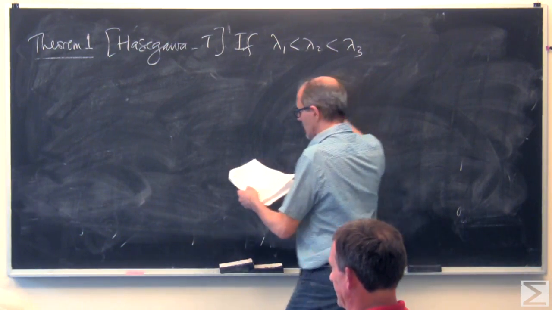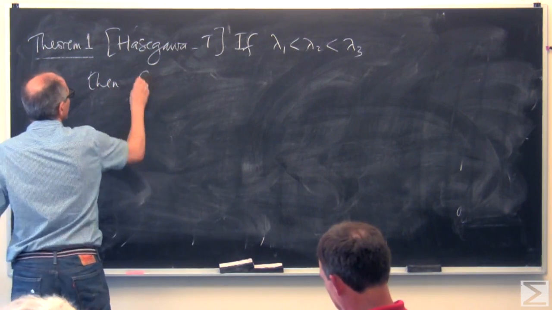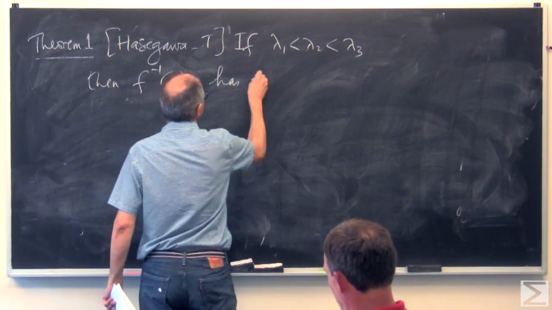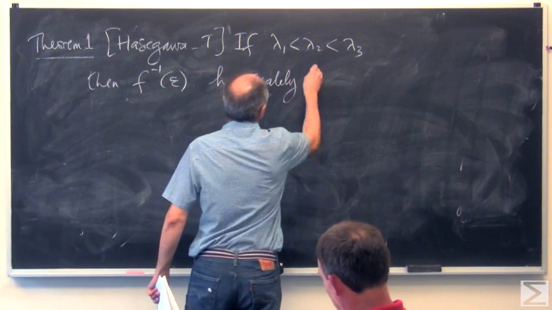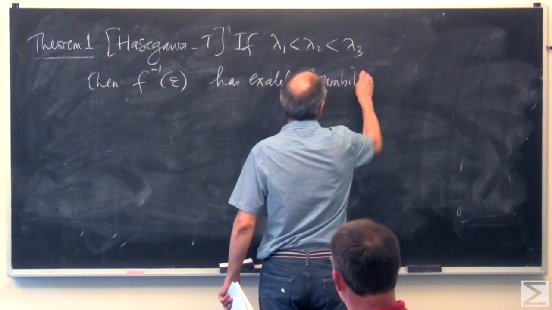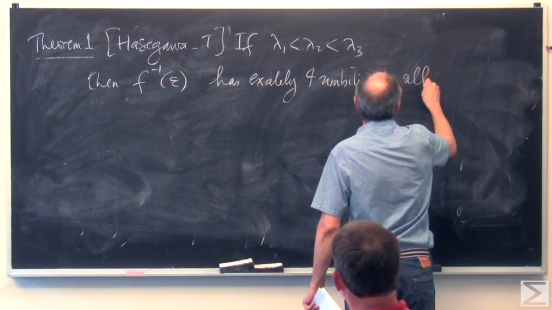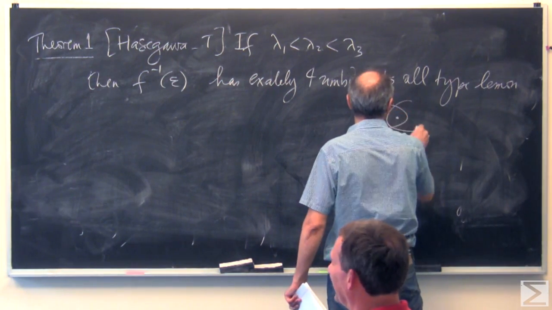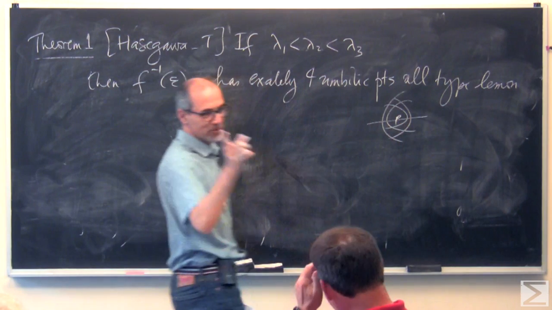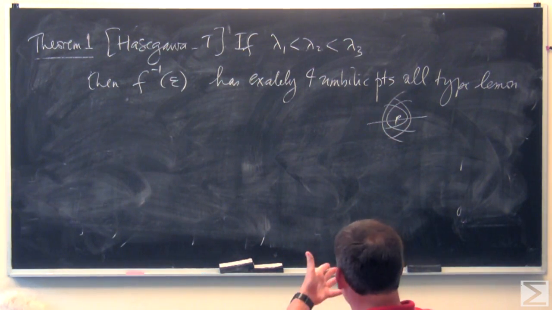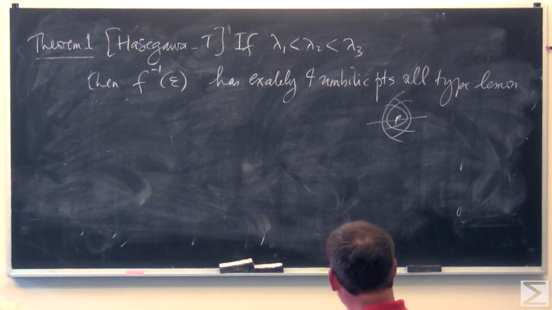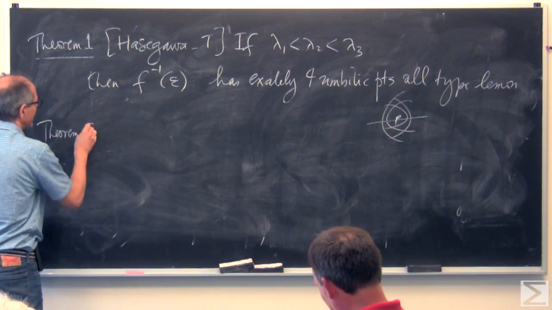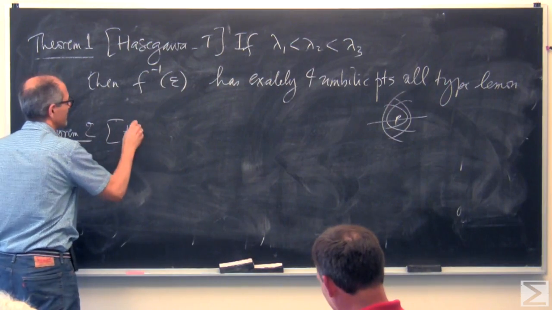Okay, so if lambda 1 is less than lambda 2 is less than lambda 3, then f minus 1 of epsilon, I could write it here, is convex, and has exactly 4 umbilic points, all of type lemon. So they are like this, lines of curvature, not the lemon you put there on the table. No, I was trying to remember which one looks like a lemon. Yeah, it's exactly like a lemon. Isn't that obvious, eh?